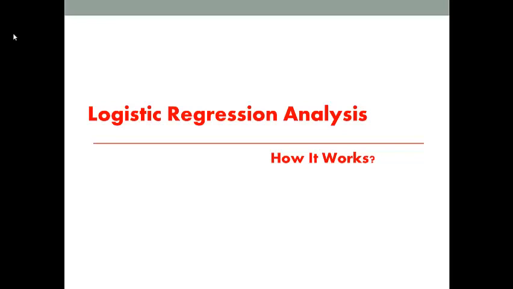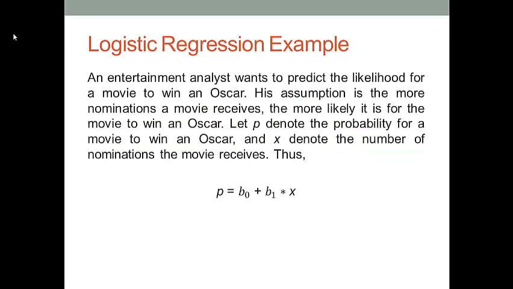Let's talk about how a logistic regression analysis works. I want to use an example to show you. An entertainment analyst wants to predict the probability for a movie to win an Oscar award. His assumption is that the more nominations a movie receives, the more likely it is for the movie to win an Oscar. Let P denote the probability for the movie to win an Oscar, and X denote the number of nominations the movie receives. Therefore, we can get a linear regression model, P equals B0 plus B1 times X.